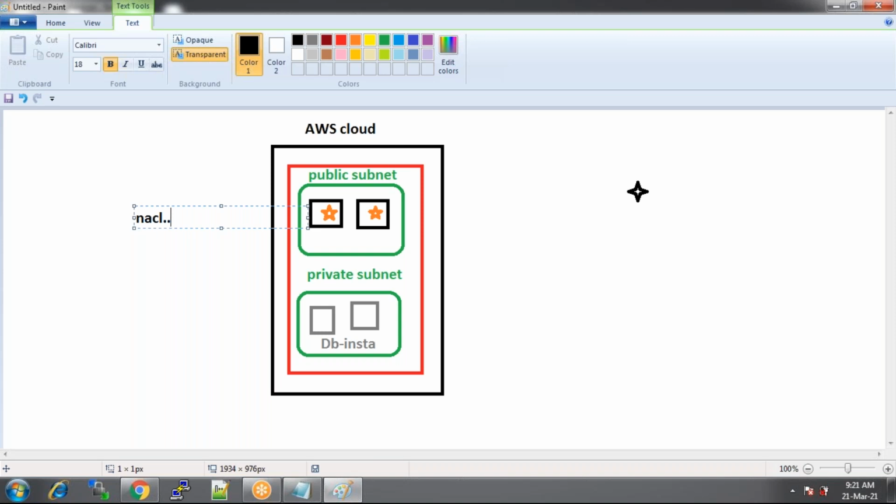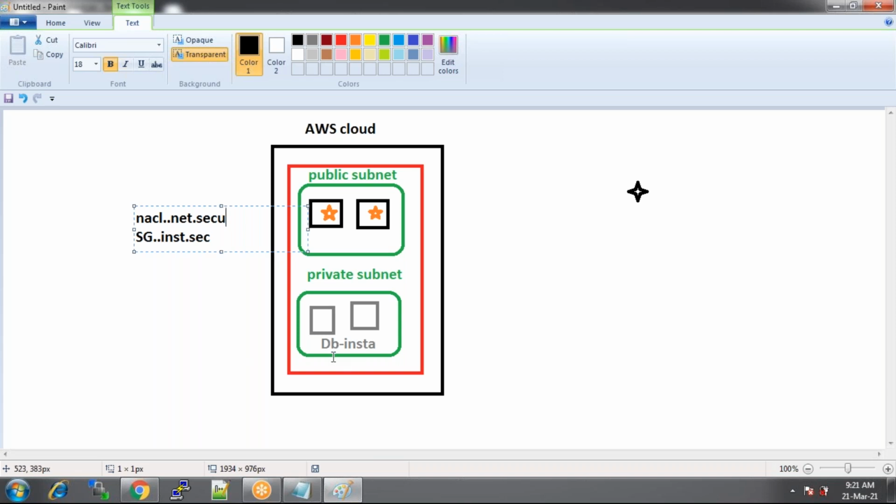NACL. So what is NACL? Network Access Control List. That network can be accessed only by a particular group, through that access list. So NACL is a security layer set up at the network or subnet level, whereas security groups are set up at the instance level. Instance security is security groups, and NACL is network security.